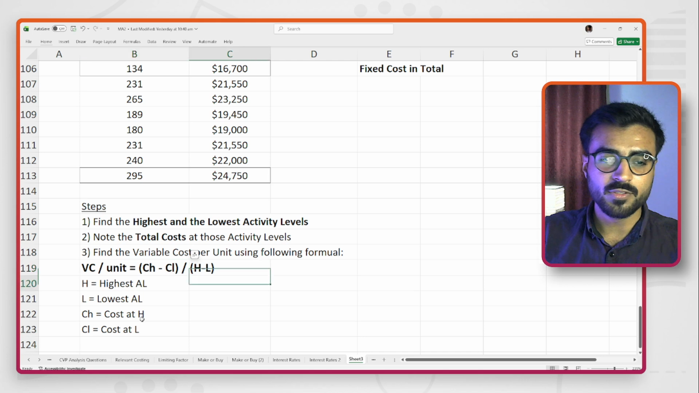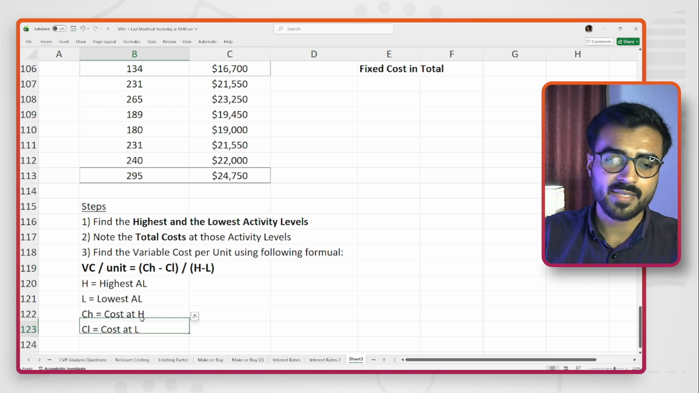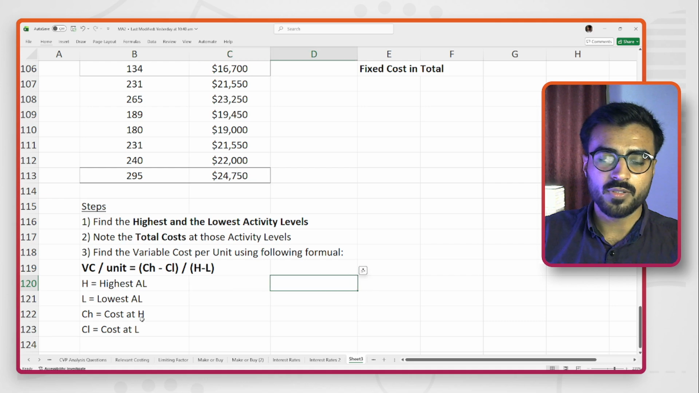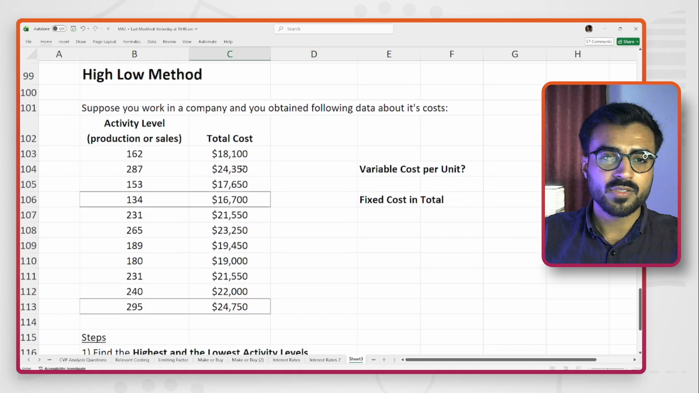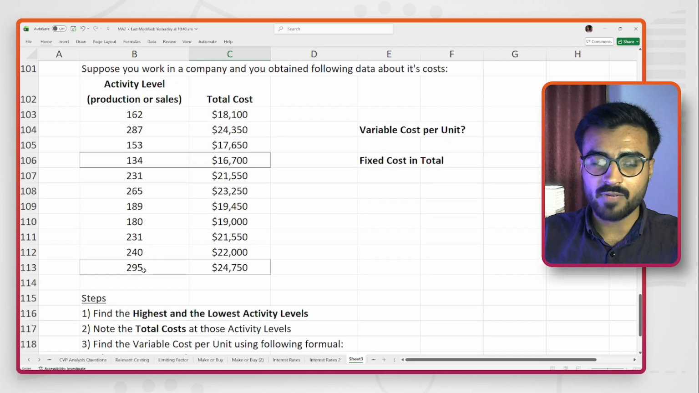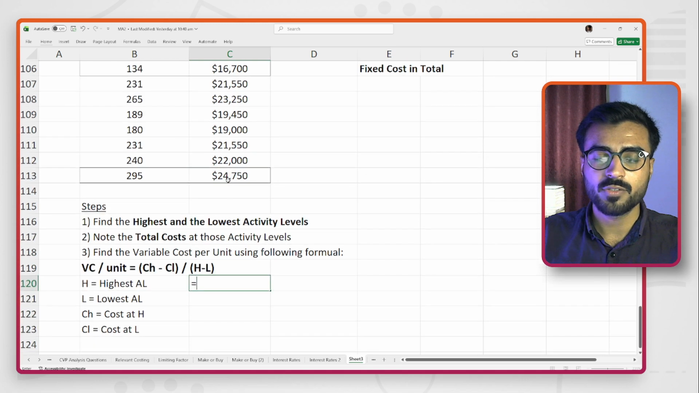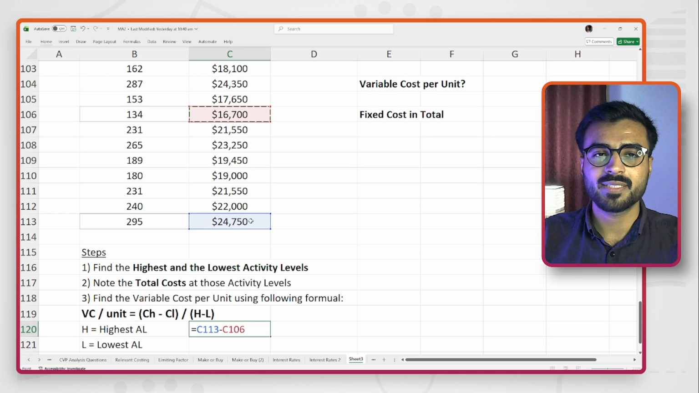You have to use the four figures: highest activity level, lowest activity level, cost at highest activity level, and cost at the lowest activity level. So let's use these figures. The highest activity level was 295 units, and the cost at this activity level is $24,750. So we have used the CH figure. Now we have to deduct the cost at lowest activity level, and that is 16,700.